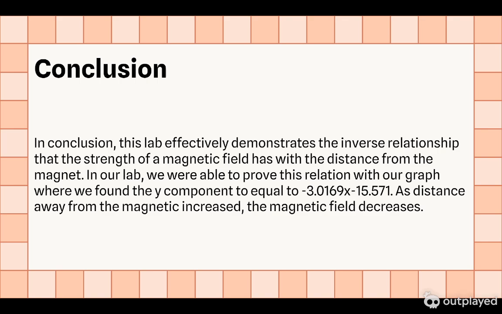Conclusion. In conclusion, this lab effectively demonstrates the inverse relationship that the strength of a magnet has with the distance from the magnet. In our lab, we were able to show this relationship with our graph, where we found the y component to be equal to negative 3.0169x minus 15.571. As distance away from the magnet increases, the magnetic field decreases.